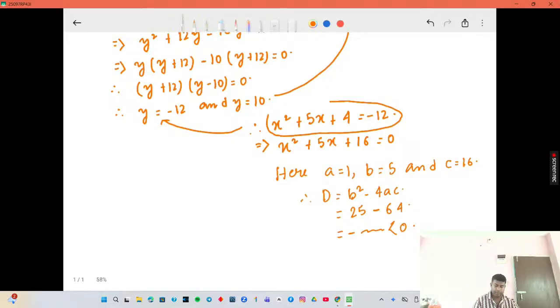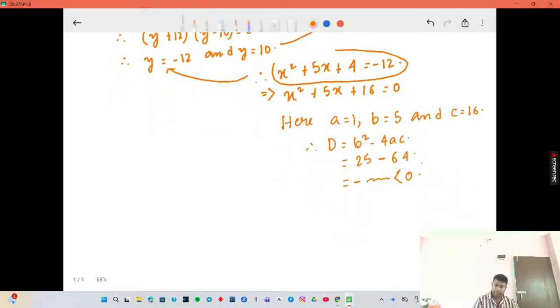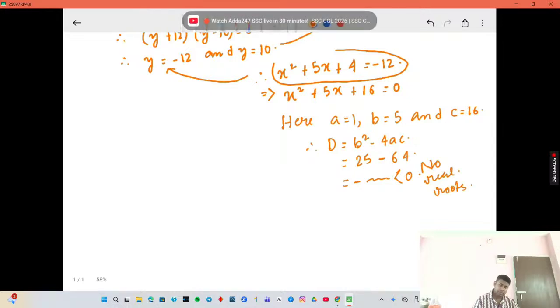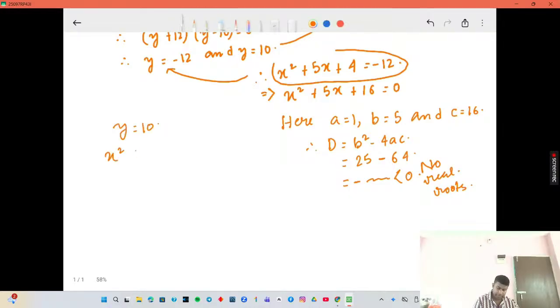If we take the value of y as minus 12, there are no real roots. Now we will check the value of y with plus 12. No real roots. So now for y is equal to 10, x square plus 5x plus 4 is equal to 10. Therefore, x square plus 5x minus 6 is equal to 0.